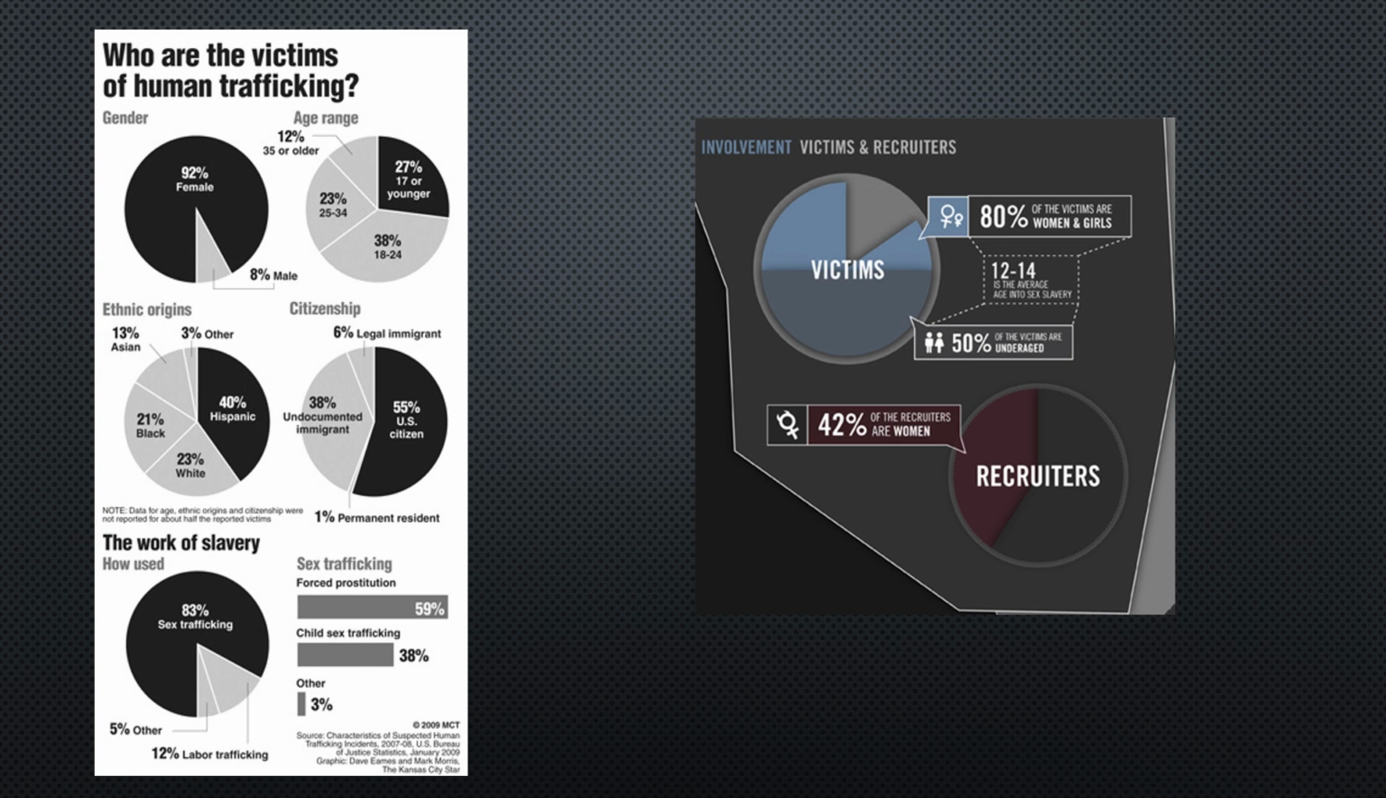It can affect people of any ethnic origin, and in fact, the most common ethnic origin targeted in the United States is the Hispanic population. Just over half of human trafficking victims are U.S. citizens. About 40% are undocumented immigrants.